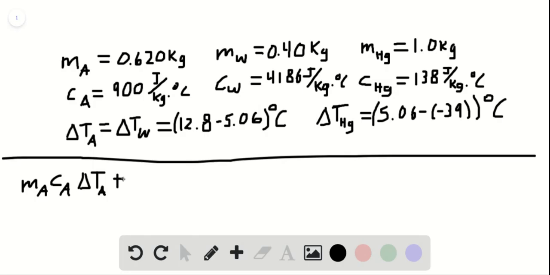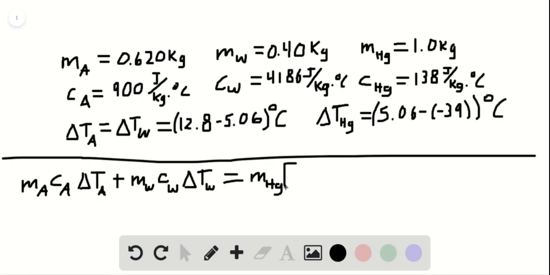plus the mass of the water times the specific heat of the water times the change in temperature of the water. So obviously, subscript A is denoting aluminum, subscript W is denoting water. And this is going to be equal to the mass of the mercury. Since it's m sub Hg, Hg is the symbol for mercury here.